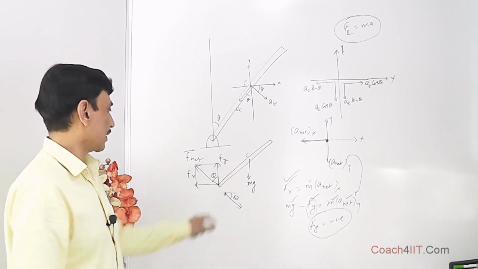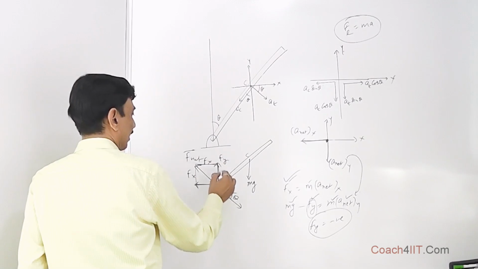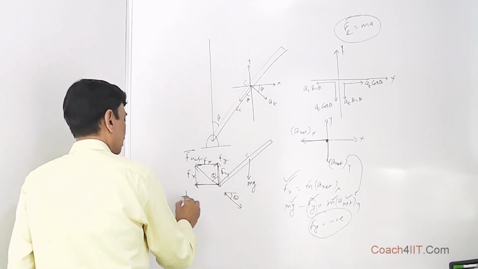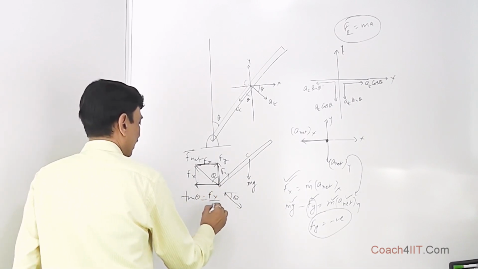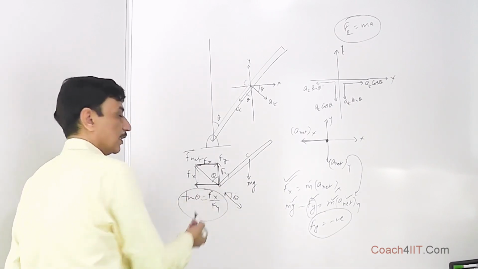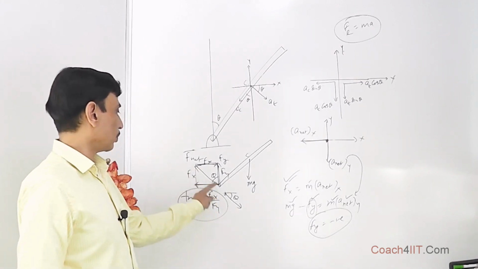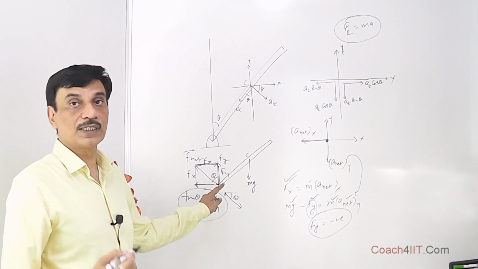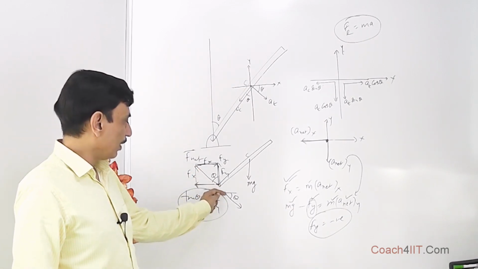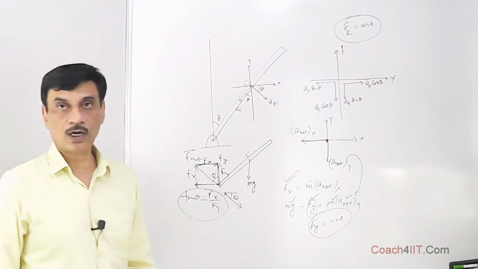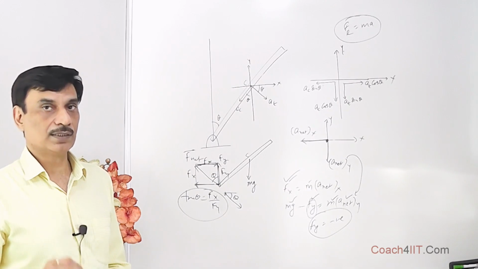If this is Fx, and this is also Fx, and this is Fy, then tan theta in this case is going to be perpendicular by base, that is, Fx by Fy. So we can find theta also, whatever the case may be. If this is the resultant, the net reactionary force applied by the pin onto this rod, then obviously the pin will experience a force in the opposite direction, because to every action there is an equal and opposite reaction. So this way we can find the reactionary force.